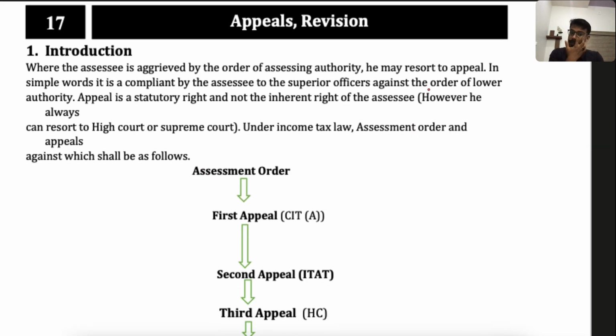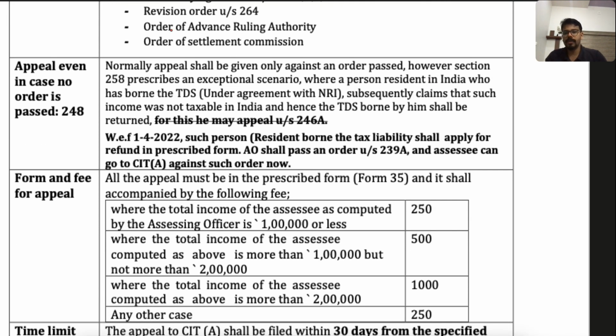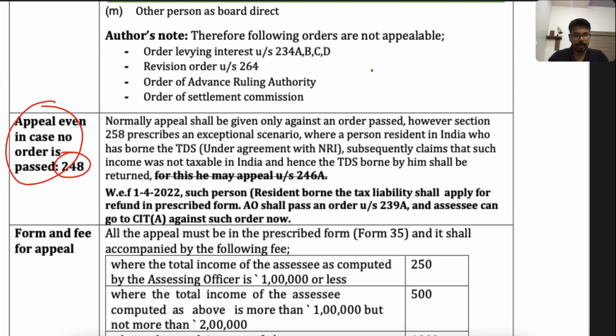Now in case of appeal, we have one small amendment, that is, in appeal even in case no order is passed. See, normally you go for an appeal against an order. But we had a section called section 248, where, say for example, you are a resident in India and you are making payment to an NRI. Normally when the resident is paying an NRI, the resident will deduct the tax from the NRI, then pay the balance amount. But in some situations, under the contract between this resident and the NRI, the resident will have to pay the tax out of his own pocket.